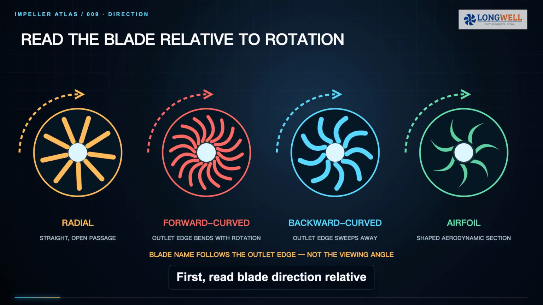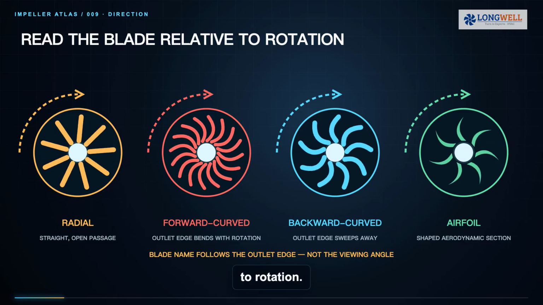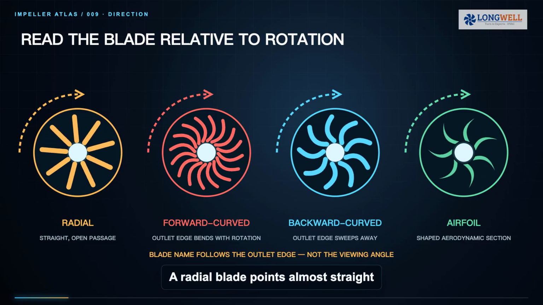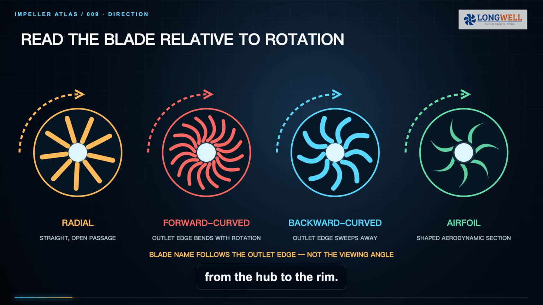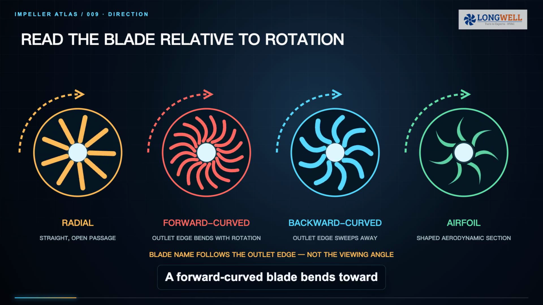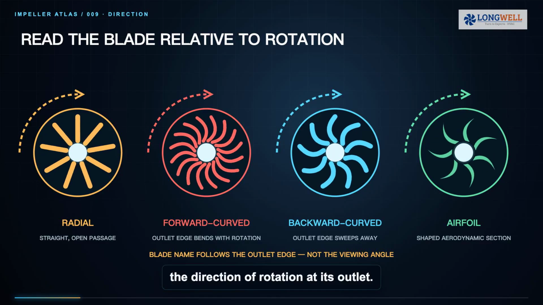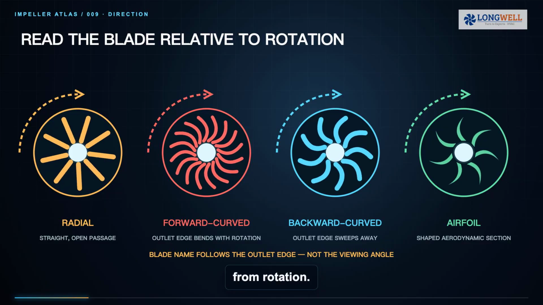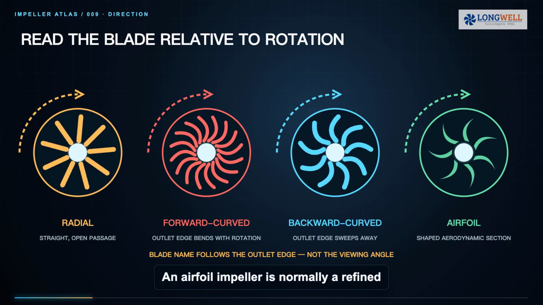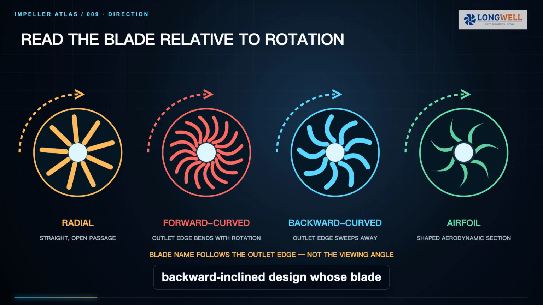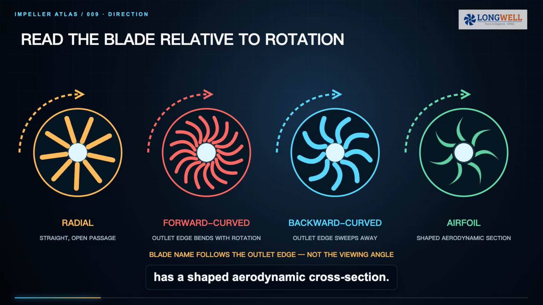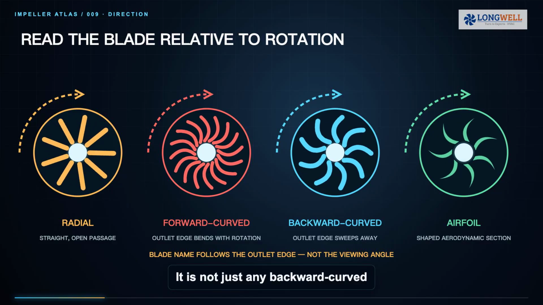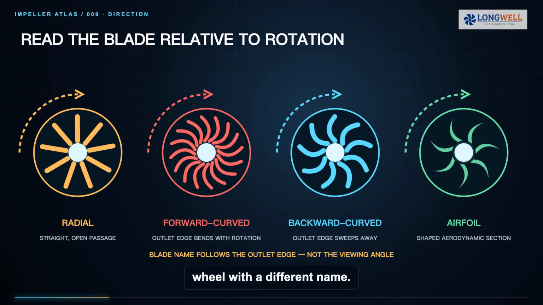First, read blade direction relative to rotation. A radial blade points almost straight from the hub to the rim. A forward curved blade bends toward the direction of rotation at its outlet. A backward curved blade sweeps away from rotation. An airfoil impeller is normally a refined backward inclined design whose blade has a shaped aerodynamic cross-section. It is not just any backward curved wheel with a different name.